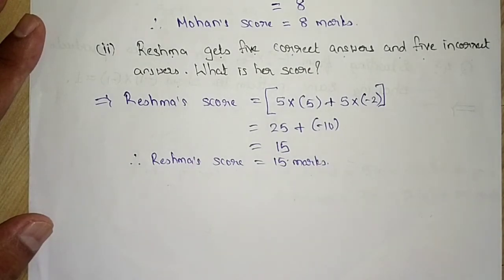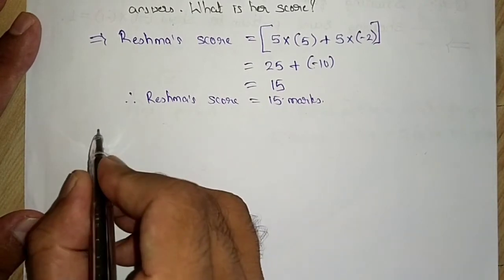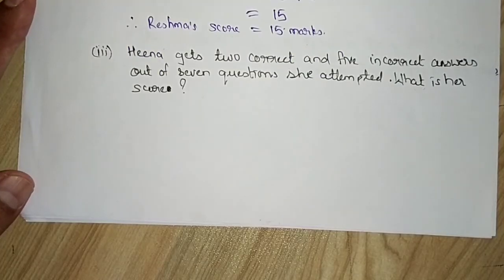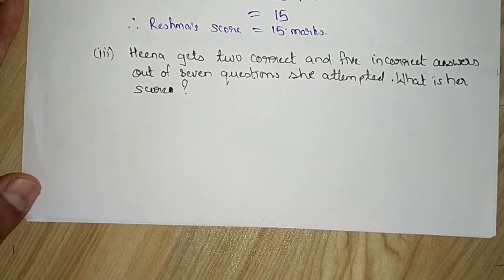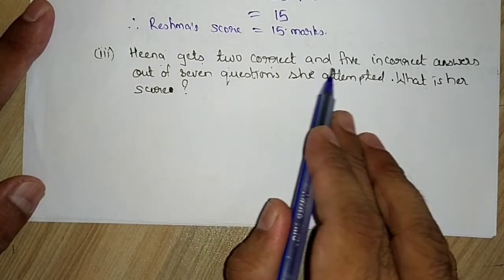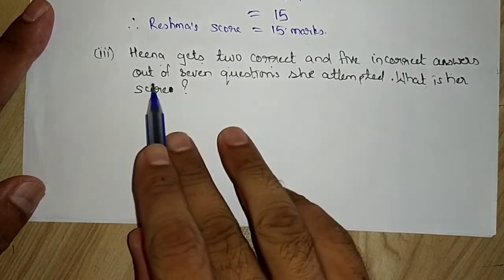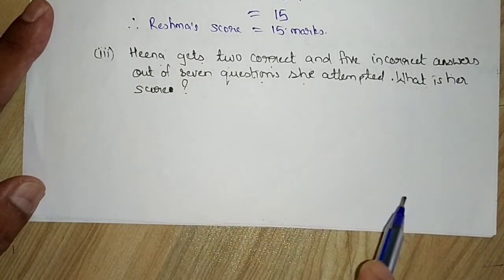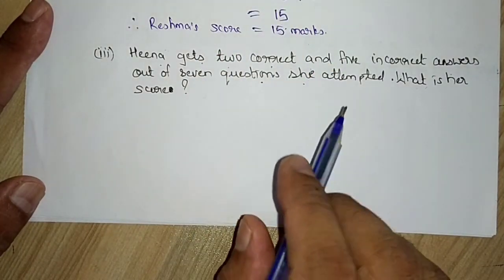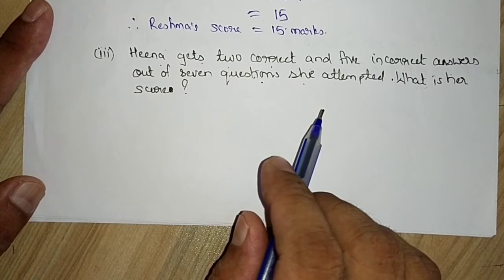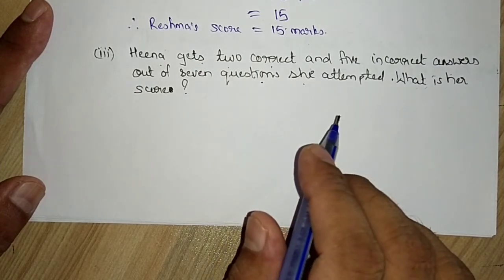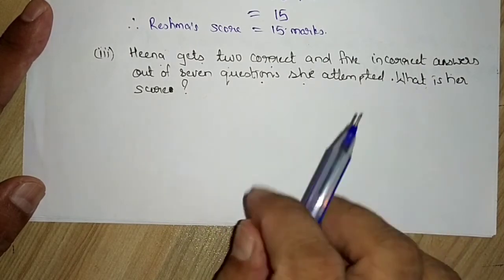Now let us move to the third part, but let me write it down first. The third and last part is, Hina gets 2 correct answers and 5 incorrect answers out of 7 questions she attempted. Students, she attempted only 7 questions. That means 3 questions she didn't attempt. And what is the mark for questions not attempted? It is 0. So if we write it or don't write it, it is the same thing.